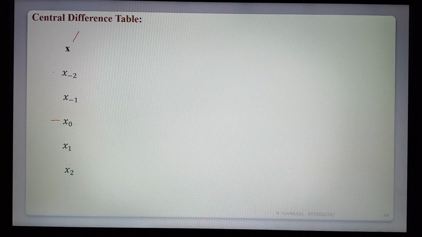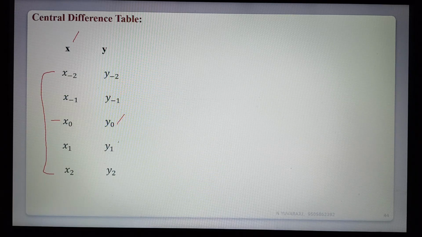For example, we are choosing only 5 values, just for simplification, so that it is easy to find up to 5 values. Next, the y values: y naught, y1, y2, y minus 1, y minus 2. This is the central point assumption, this is the backward values, and this is the forward values.